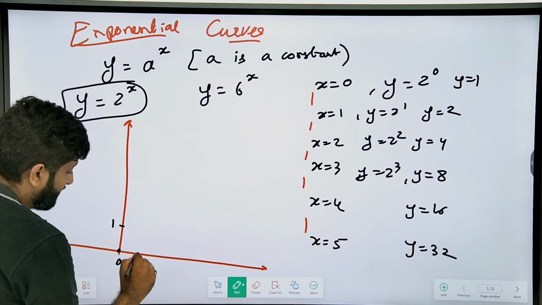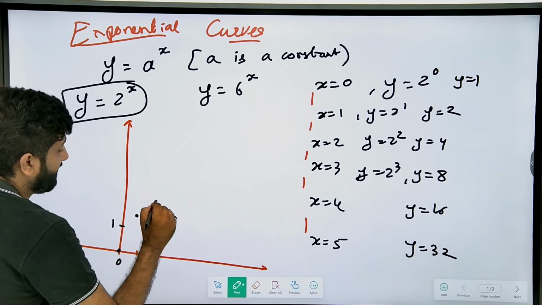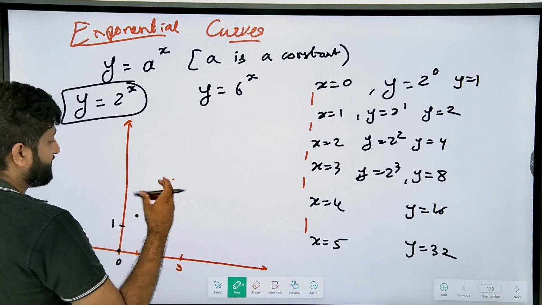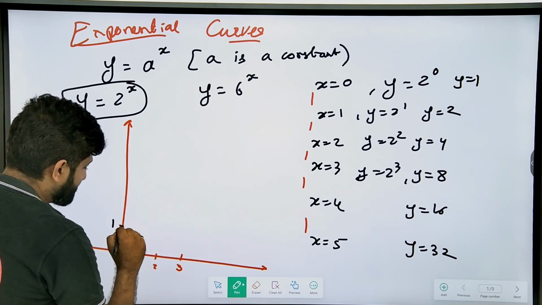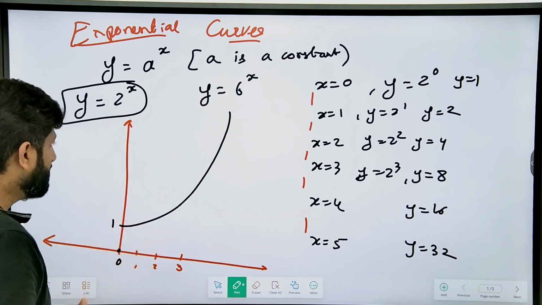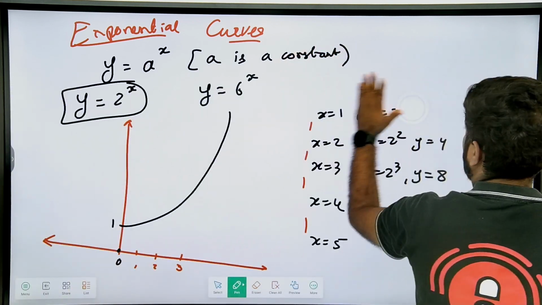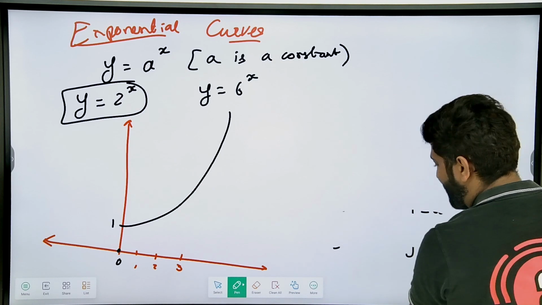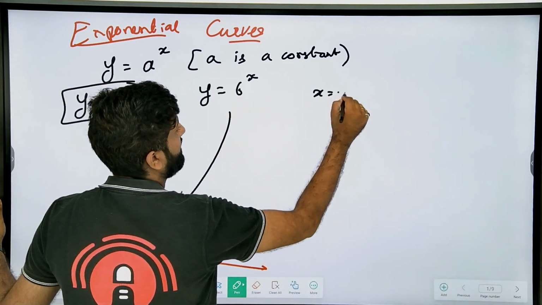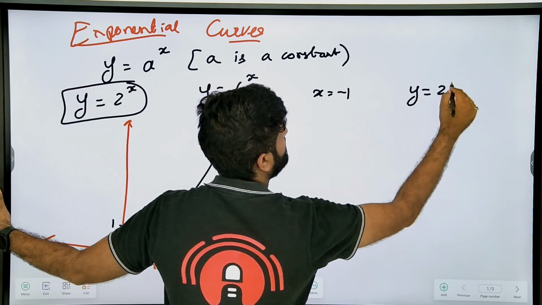So let's say when you have x as 1, obviously your y is 2. When x is 2, y is 4. When x is 3, y is 8. So this graph is going to increase significantly, right, till it reaches a maximum value. Now, what about this left hand side? The left hand side means, what about those points where my x is negative? Let's say when my x is minus 1, the graph is going to be y equals 2 raised to minus 1.